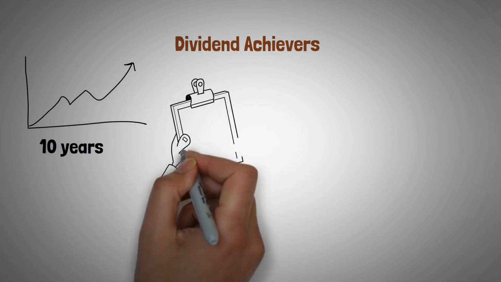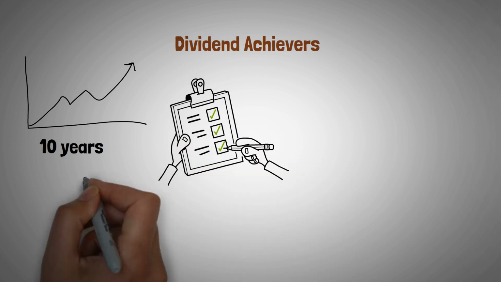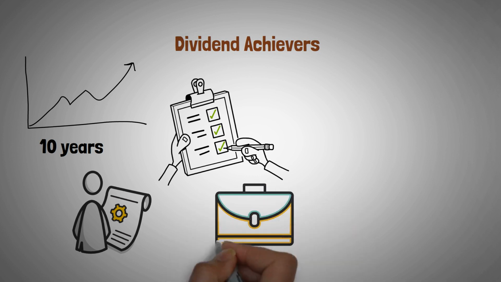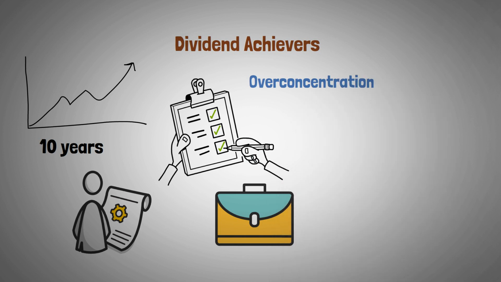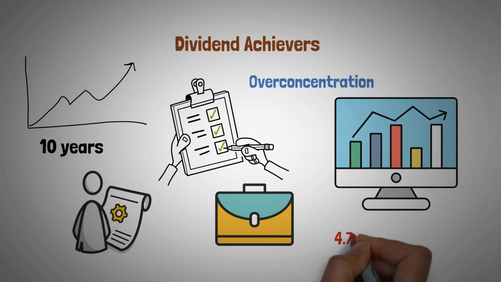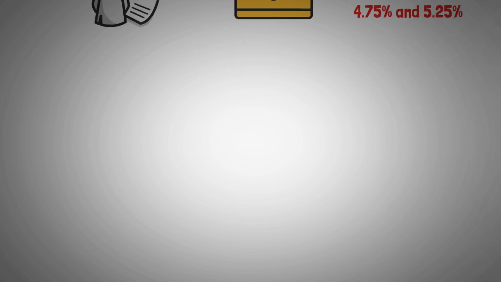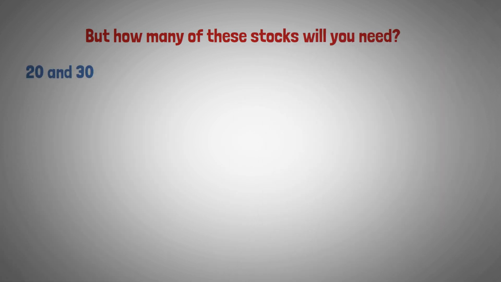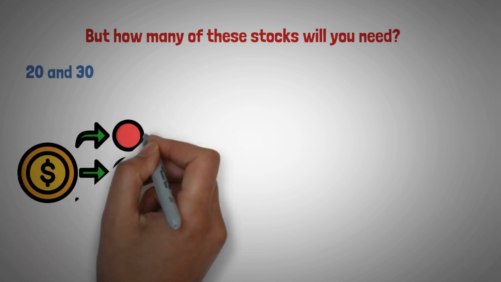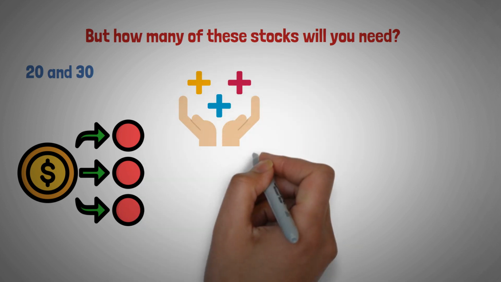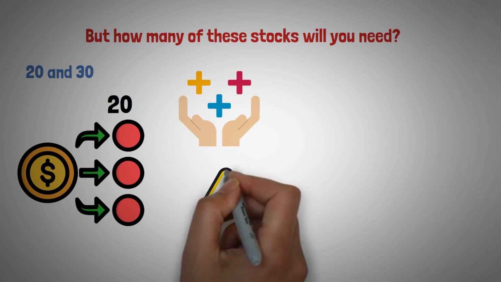While using these lists increases the likelihood of quality picks, it's essential to conduct your own research. Diversify your portfolio to mitigate risks, avoiding overconcentration in a specific sector. Ensure each stock aligns with your target dividend yield, typically between 4.75% and 5.25% as calculated in Step 1. But how many of these stocks will you need? Well, between 20 and 30 dividend stocks provide sufficient diversification. Having more than 30 offers minimal additional diversification benefits, while having fewer than 20 increases individual security risk.